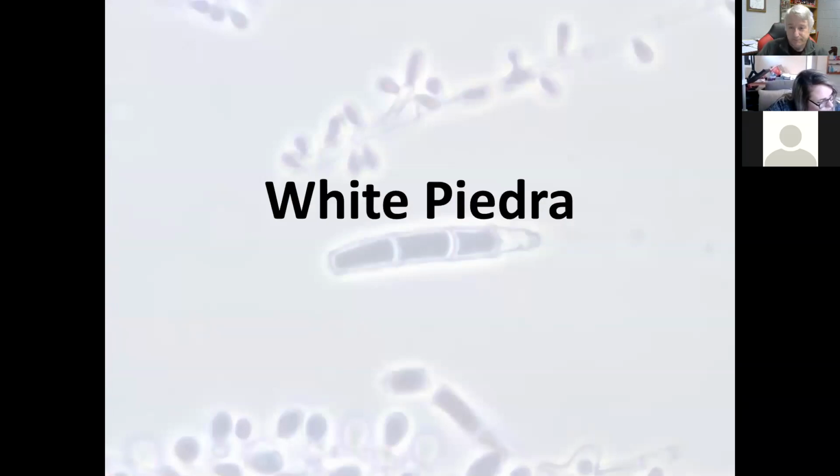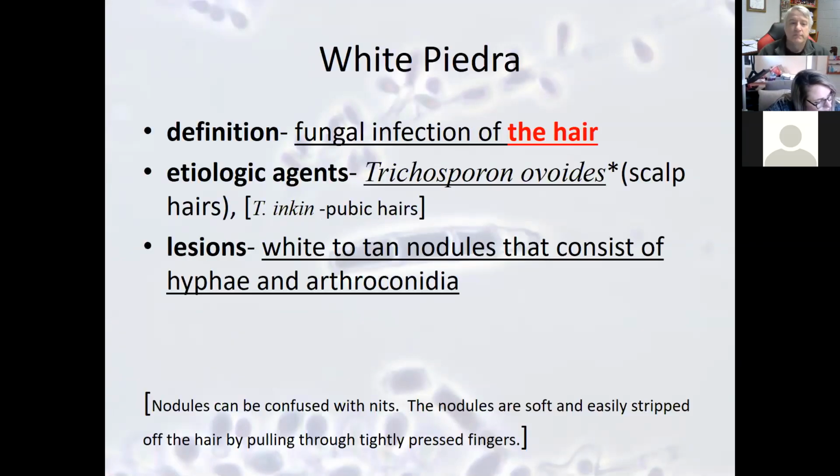White piedra, fungal infection of the hair. You look at the bottom, it gives the confused with nits. That would be a louse infection, laying their nits or their eggs in your hair. So it may be confused. Somebody might look at somebody's hair and say, oh my gosh, you got head lice, when they actually have white piedra, which is a fungal infection of the hair.